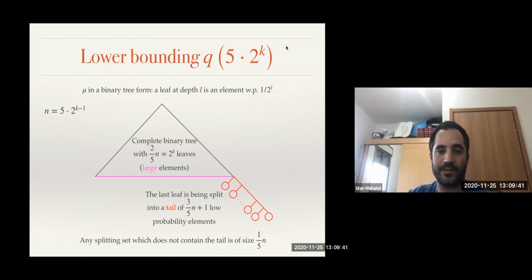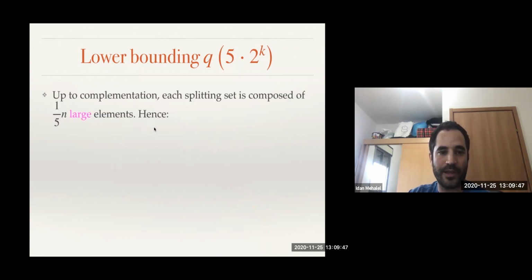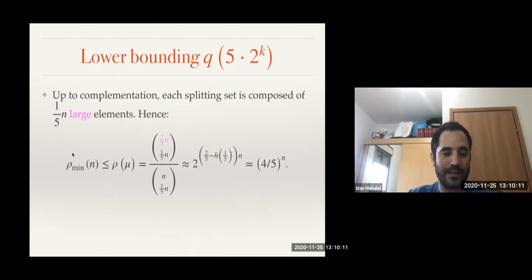So when we want to calculate the MRD of this distribution, we get the following: up to complementation, each splitting set is composed of 1/5 n large elements. So all the splitting sets which do not contain the tail. And because we don't care about sub-exponential factors, we can actually ignore the splitting sets which contain the tail, because this is up to complementation.